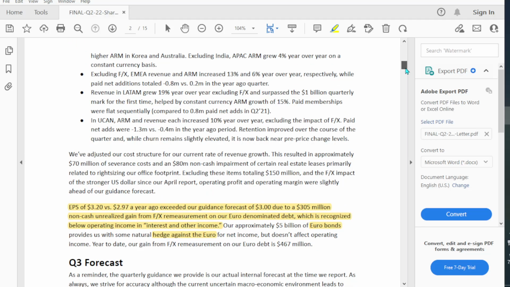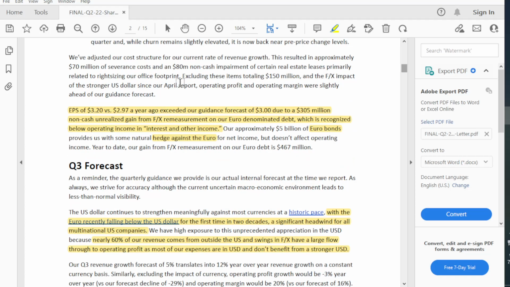So that's probably one of the biggest reasons why we're rallying right now. And they are talking about earnings per share. It's 3.2 versus 2.97 a year ago. And they did give us a little thing right here where they did forecast for $3, but they said due to a 305 million non-cash unrealized gain from FX remeasurements on our euro denominated debt, which is recognized below operating income in interest and other income.